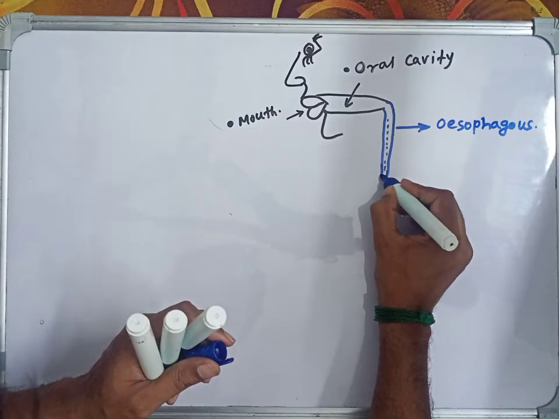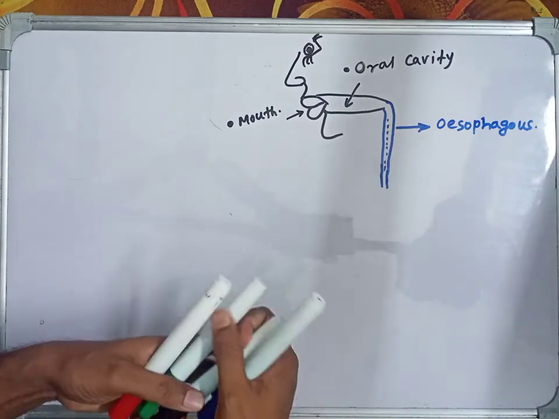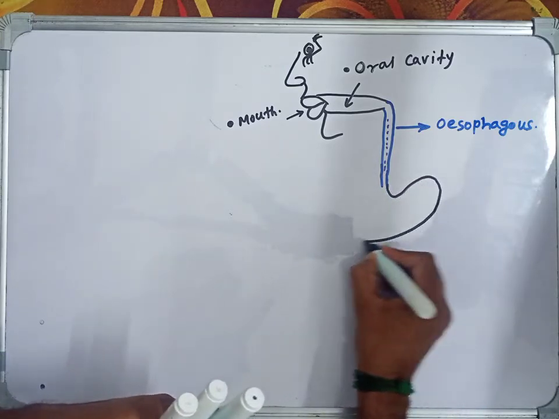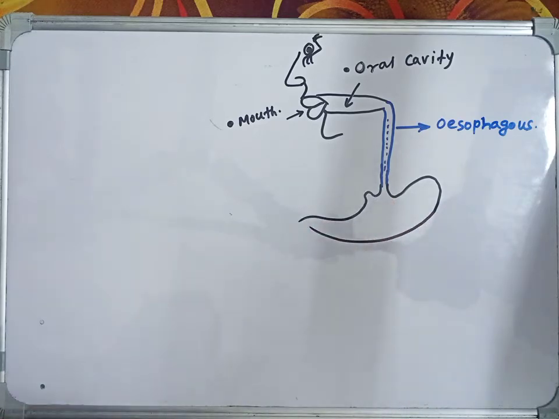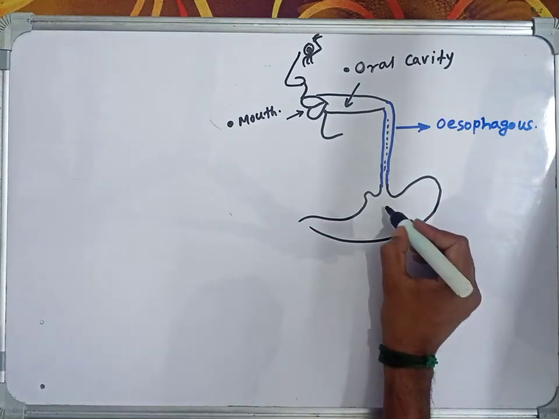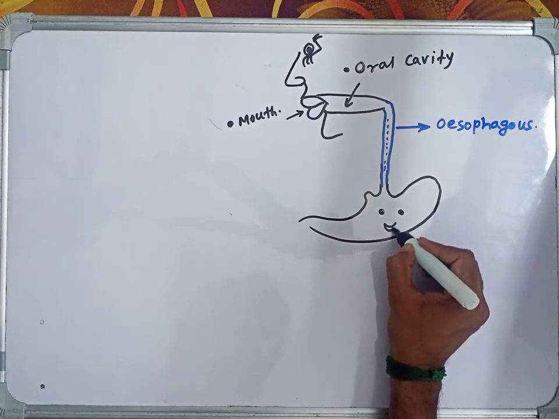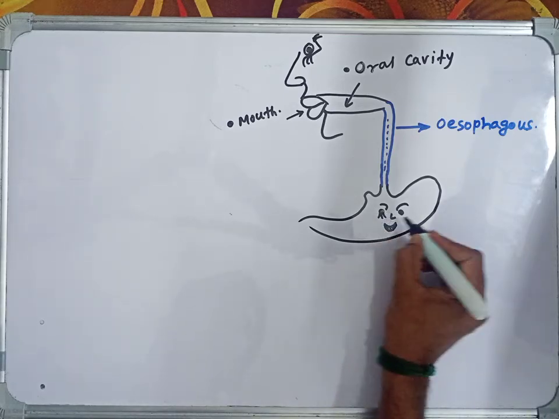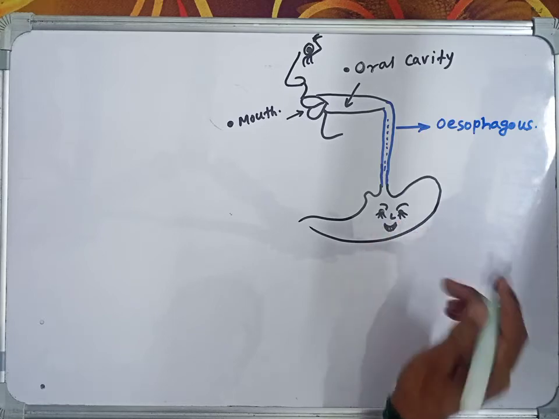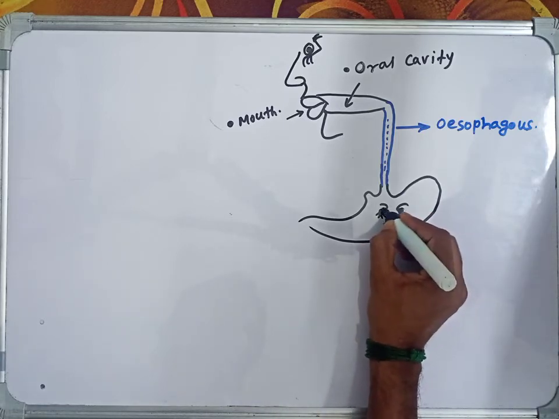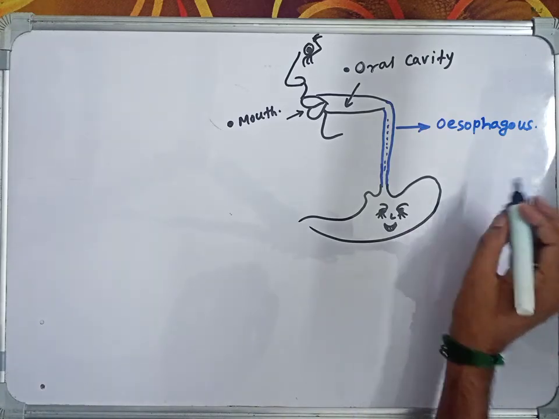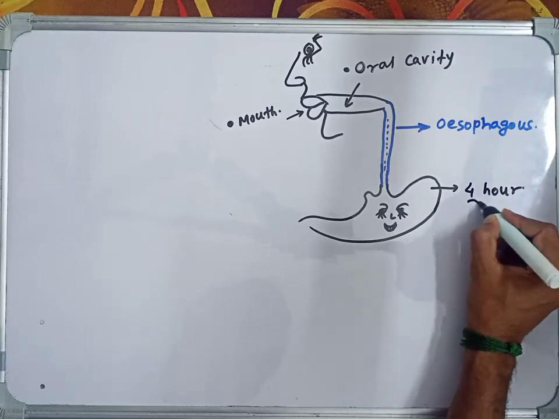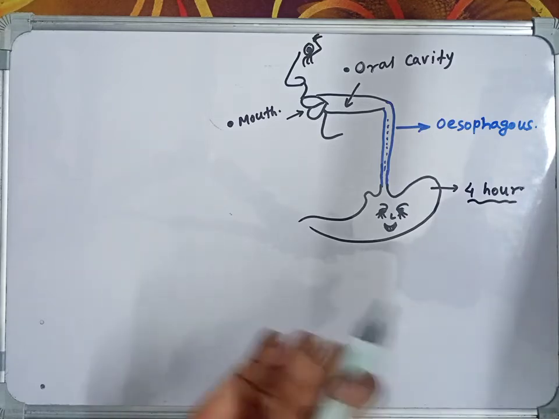Now I will draw a really simplified diagram for you. This esophagus opens into a pouch-like structure, and you know very well this pouch-like structure is called the stomach, and the stomach acts as the temporary reservoir of food. Stomach doesn't store our food permanently for a long time, right? A stomach stores food only for 4 hours. That's why after 4 hours we feel hungry, my dear student.